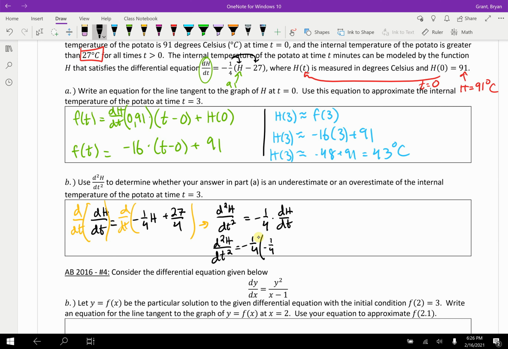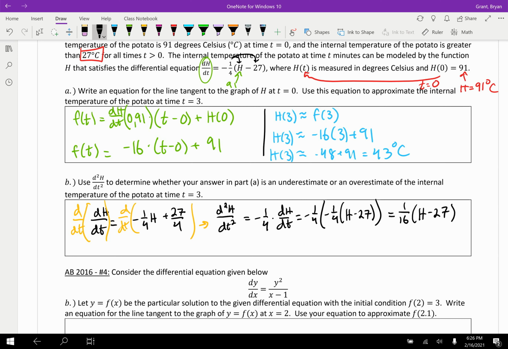Negative 1/4 h minus 27. Let's continue this out. Maybe I should have done that up above. Sorry. Save some room here. So we have negative 1/4 times, now I'm replacing dh/dt with negative 1/4 h minus 27. Distributing the negative 1/4, I'm looking at 1/16 of h minus 27.